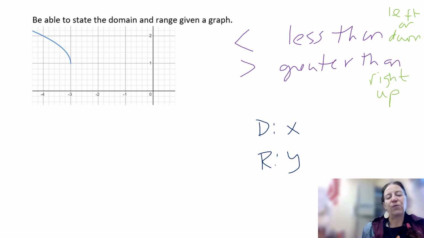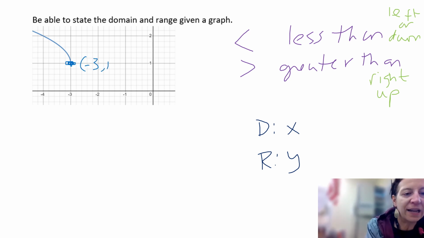So when you are asked for domain, if somebody gives you the range, you do not want to pick that. Okay, so looking at this, the strategy that we did in class, you want to look at that endpoint. That endpoint is going to give you that starting location. For this particular problem, it is at -3, 1. Your x is the -3, your y is the 1.